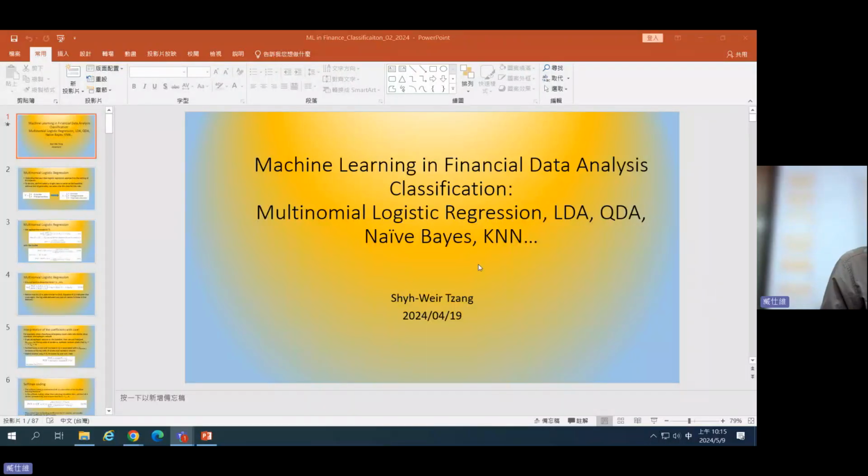Okay, so let's start the second slide. I also changed the title a little bit. The classification issue on this slide includes many different approaches, which we have already covered, including multinomial logistic regression, LDA, QDA, naive Bayes, and KNN, etc.